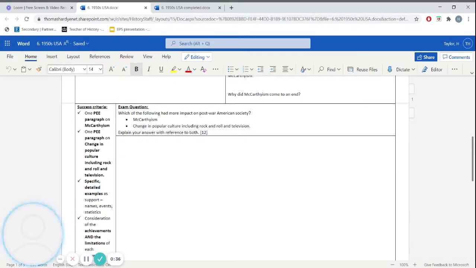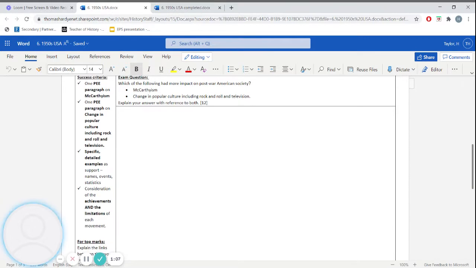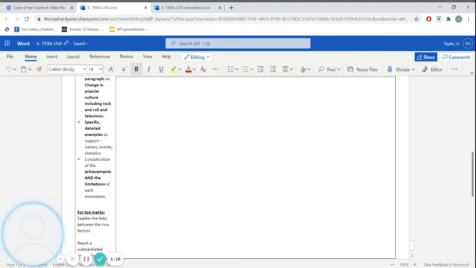This one is, which of the following had more impact on post-war American society, McCarthyism or change in popular culture? This is a 12 mark question, so this is longer than the last two of these you've done. What you need to do for this one is to have a P paragraph on McCarthyism and how that changed American society, a P paragraph on popular culture and how that changed American society. And you need to support both with lots of specific detailed examples, such as names, events, and statistics. You should also consider the achievements and the limitations of each movement if you can.